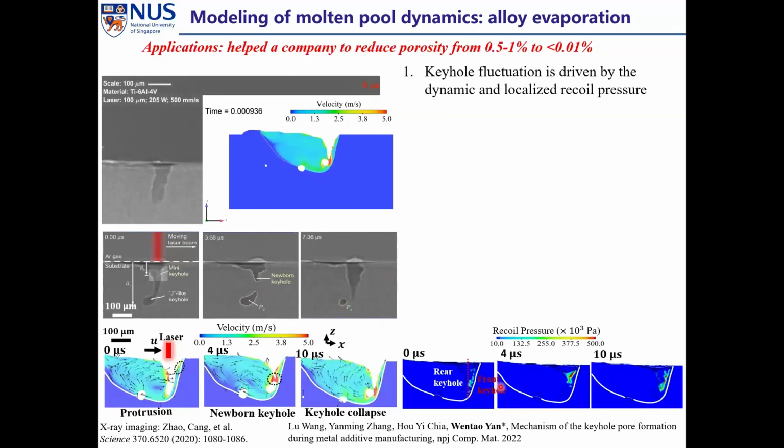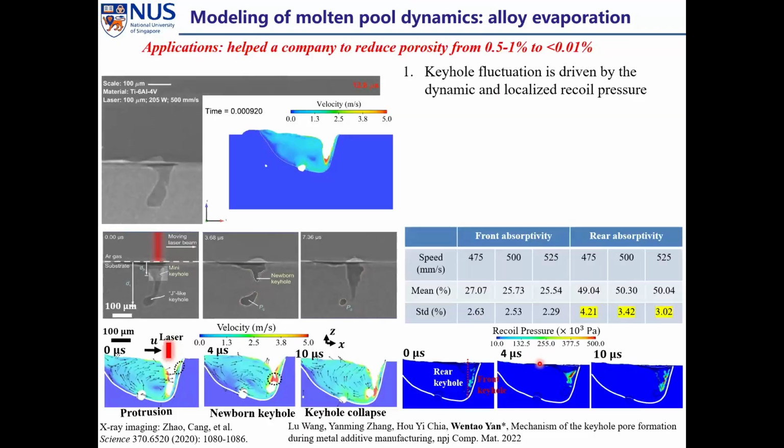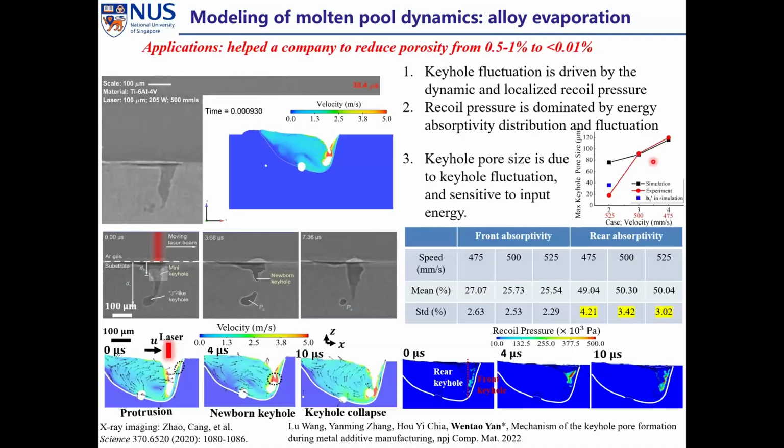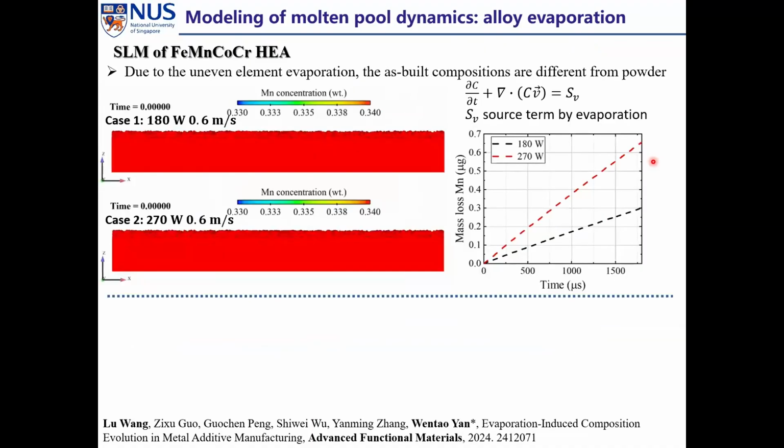And we reveal the underlying mechanisms from this recoil pressure, which is the driving force. And from the energy point of view, it is because of the fluctuation of energy absorptivity. And we can also predict the pore size under different manufacturing parameters. And to show that our model really considers the different evaporation rates of different chemical elements, this is one case.